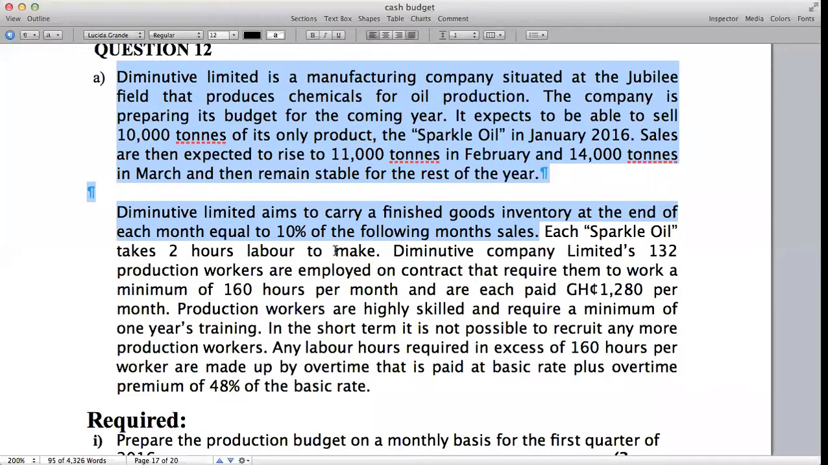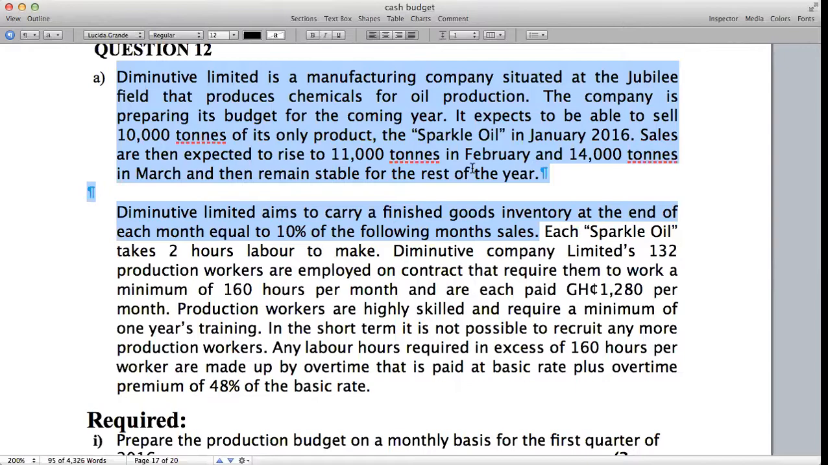It says that it expects to be able to sell 10,000 tons of its only product, the sparkle oil, in January. In January 2016, sales are then expected to rise to 11,000 tons in February and 14,000 tons in March, and then remain stable for the rest of the year. So I think we got it right.